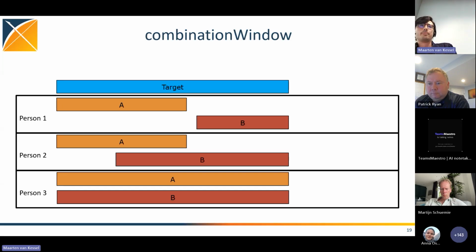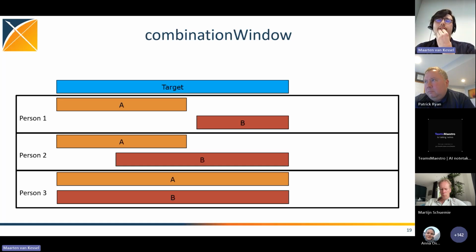Sorry. Then the final parameter that we'll go over is the combination window. So really, what is the overlap of 2 treatments where we consider 2 treatments to overlap significantly? And how does that represent in the pathway?